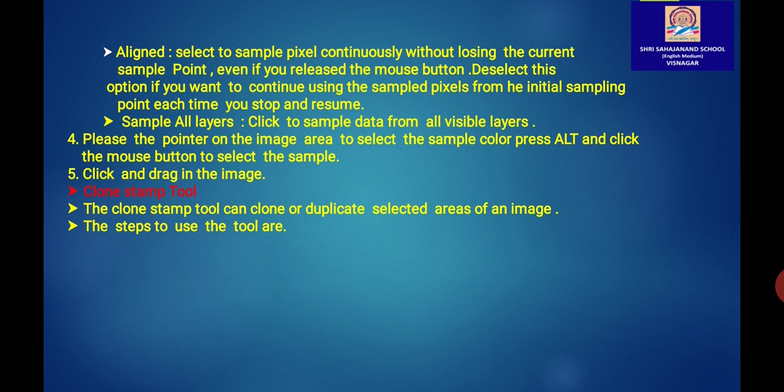Now number 4, place the pointer on the image area to select the sample color. Press Alt and click the mouse button to select the sample. Now 5th one is click and drag in the image.